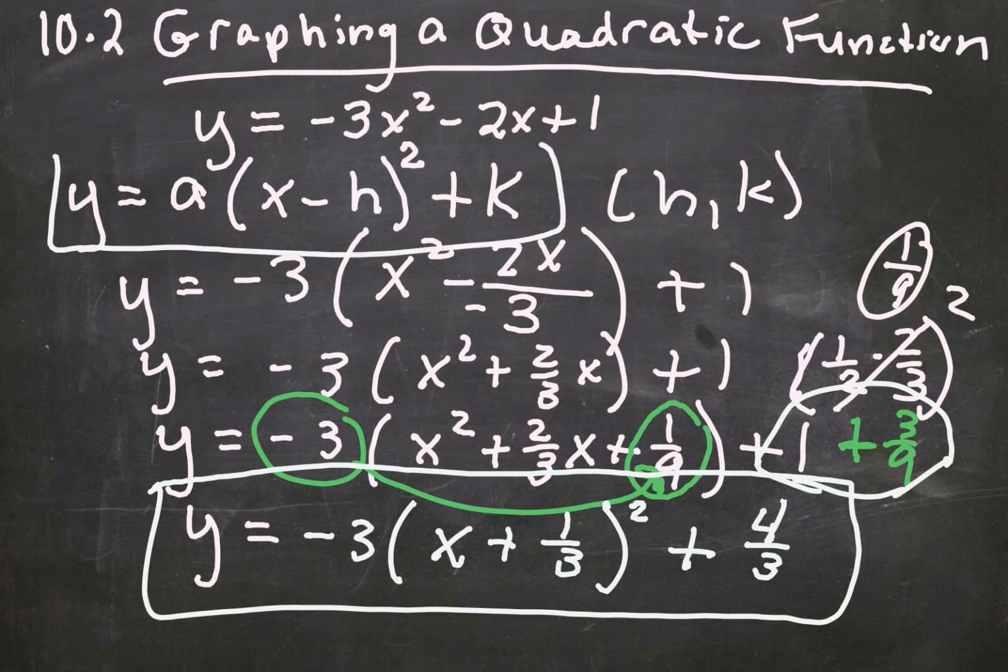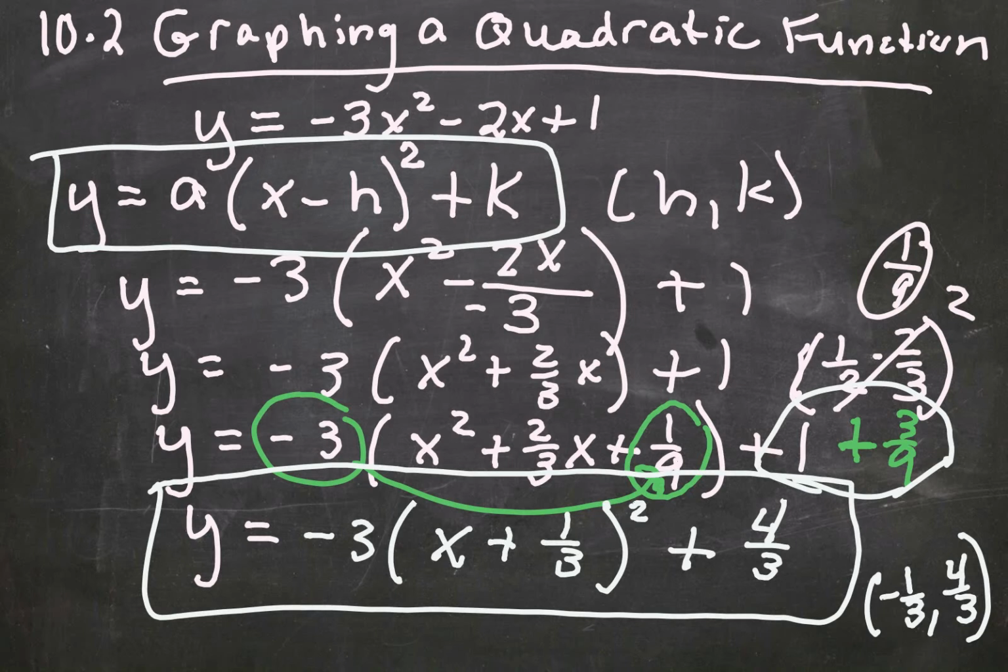As you can see, it's in that same form where a is -3, h would be -1/3, and k would be 4/3. So that gives us our vertex. Okay, I have -1/3 and 4/3. So we could plot that point, just one point, that's our vertex, by definition of it being in standard form.